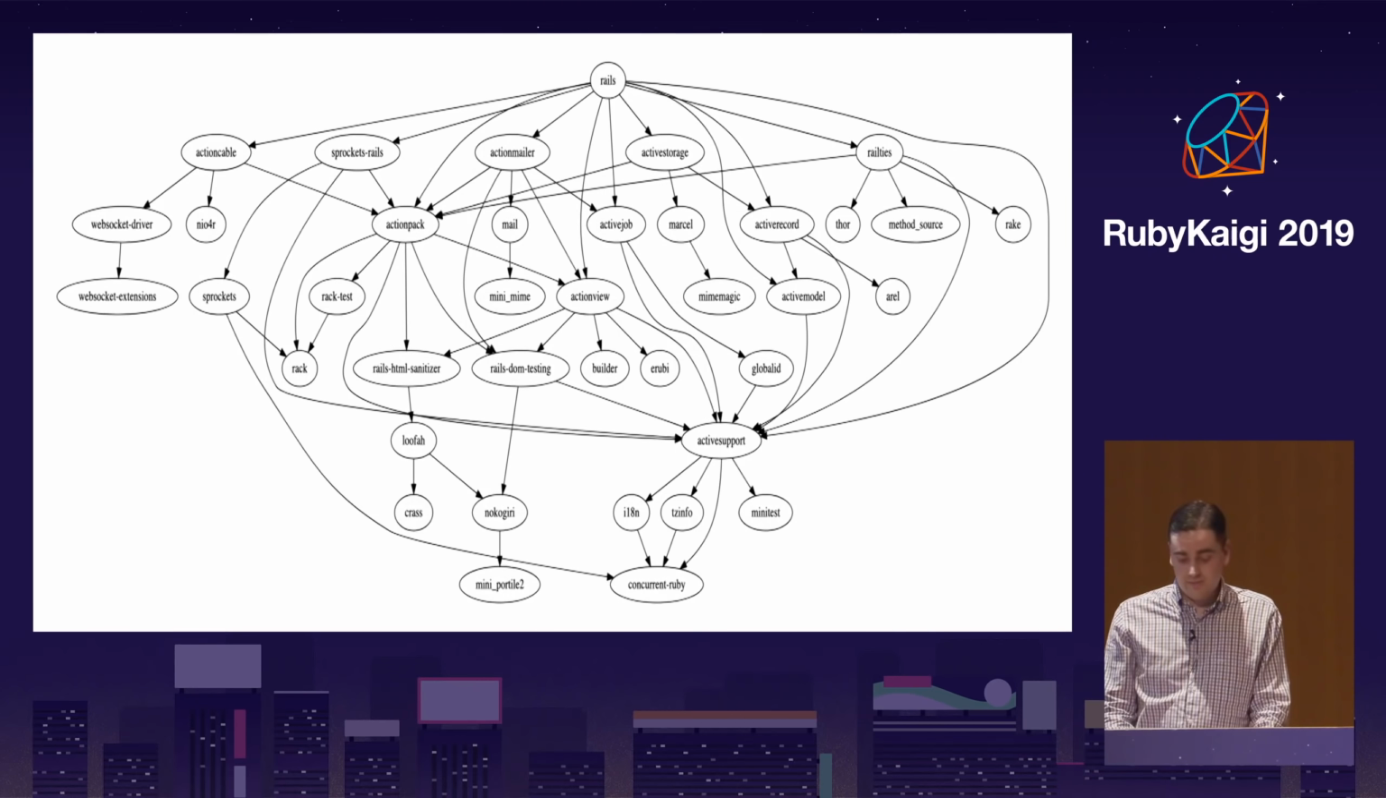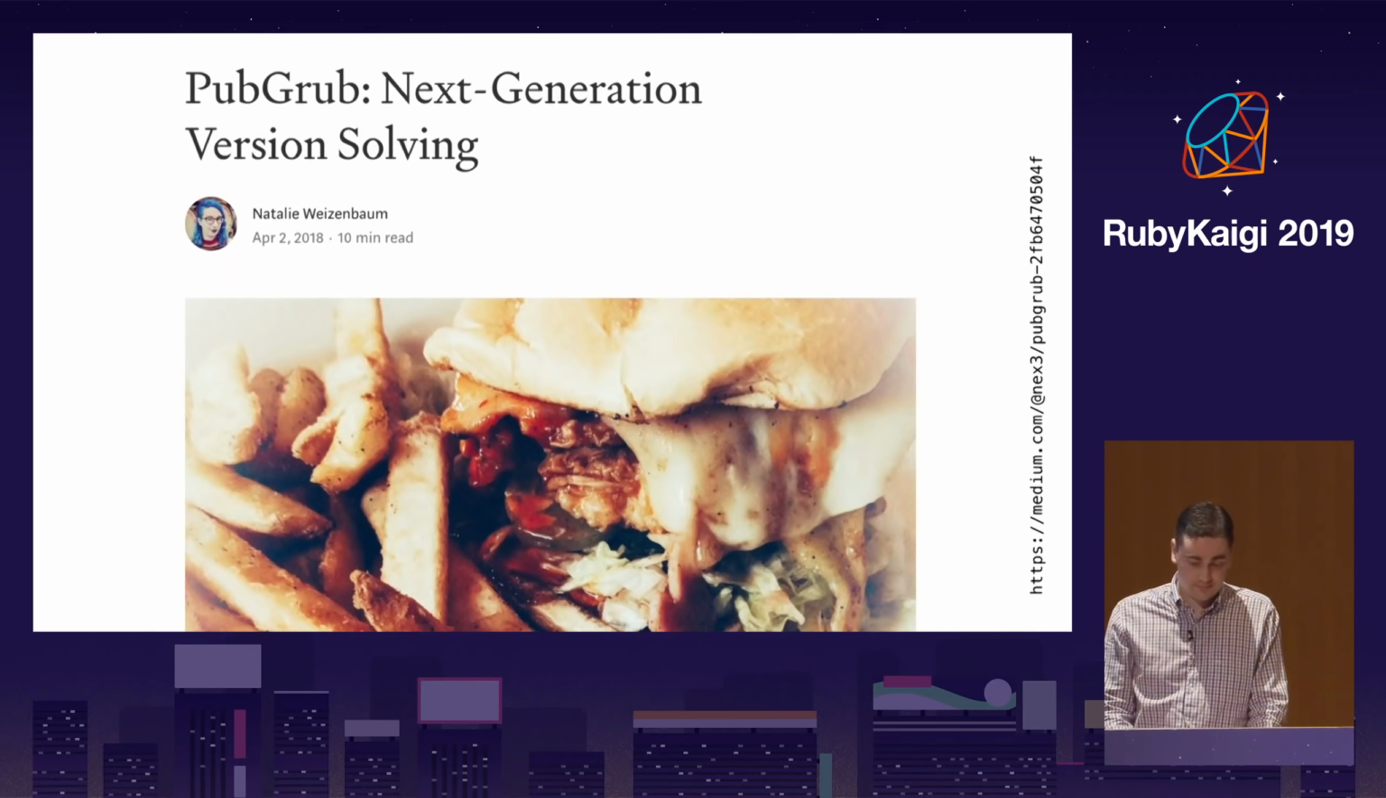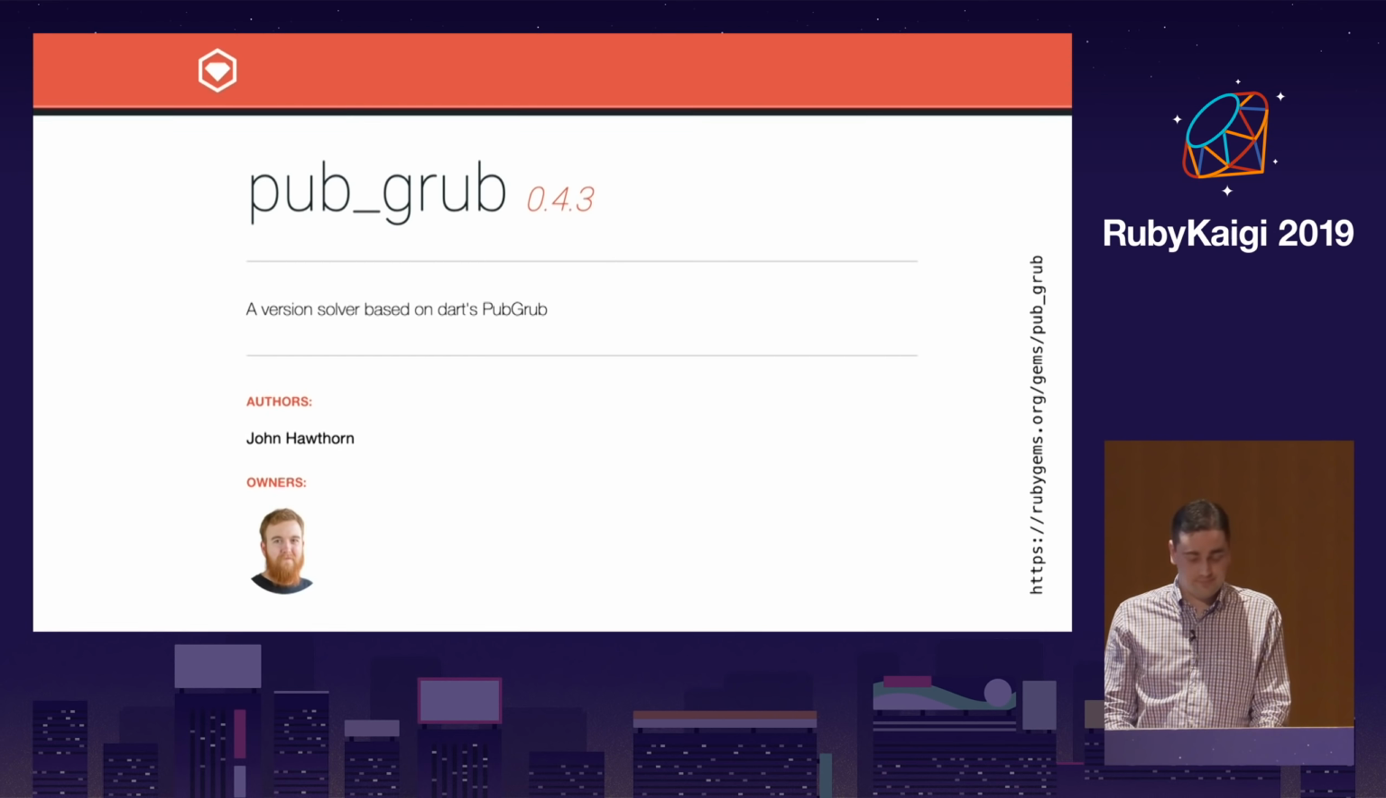Around this time last year, Natalie Weizenbaum, who you might know from her work on SAS, published a new dependency resolver for the Dart language that she'd spent quite a lot of time developing, called pubgrub. As well as the implementation inside Dart's package manager, which she had developed it for, she wrote a detailed article describing how it worked. Even more luckily, John Hawthorne had seen that and ported the algorithm as a Ruby gem.